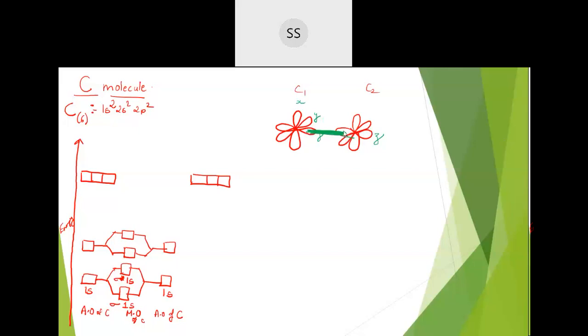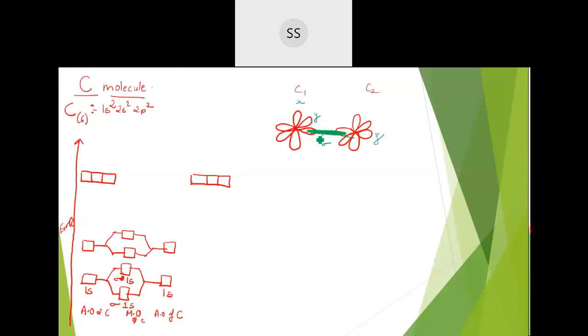So when there is head on overlapping, you know that the bond which will be formed will be the sigma bond. So here the bond which is formed is the sigma bond. The remaining ones are perpendicular to the axis: x, and then you are having y, which is perpendicular to the axis. So when this x overlaps, it will give rise to one pi bond, and when this y overlaps, that will also give rise to one pi bond.